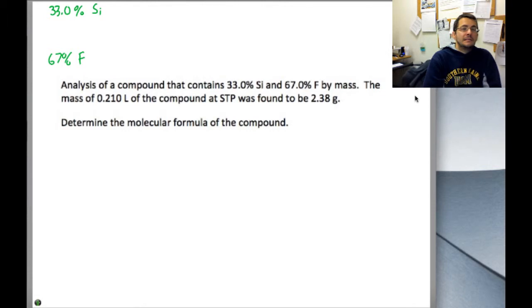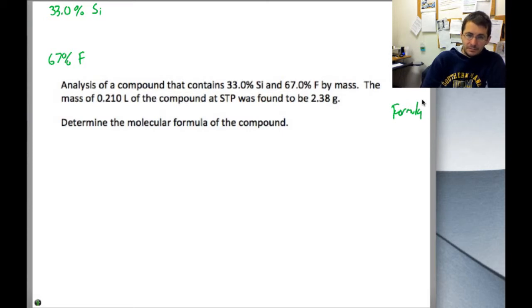They say they want us to determine the molecular formula. Well, we've seen problems like this, but they also throw in this little gas law component. They say that 2.0 liters of the material was found to have a mass of 2.38 grams at STP. Again, STP stands for standard temperature and pressure, which more likely means 0 degrees centigrade and 1 atmosphere of pressure.